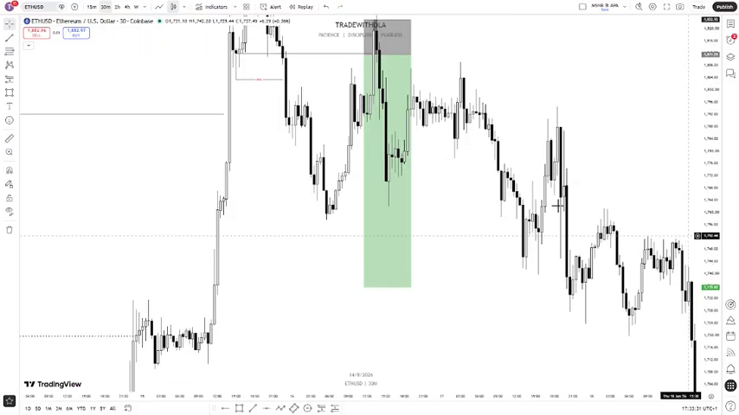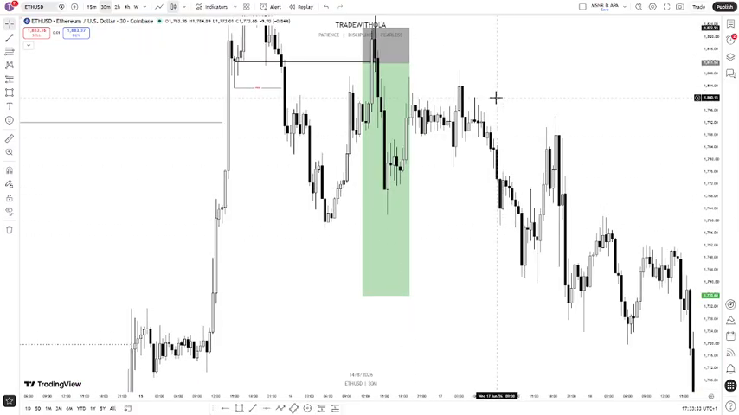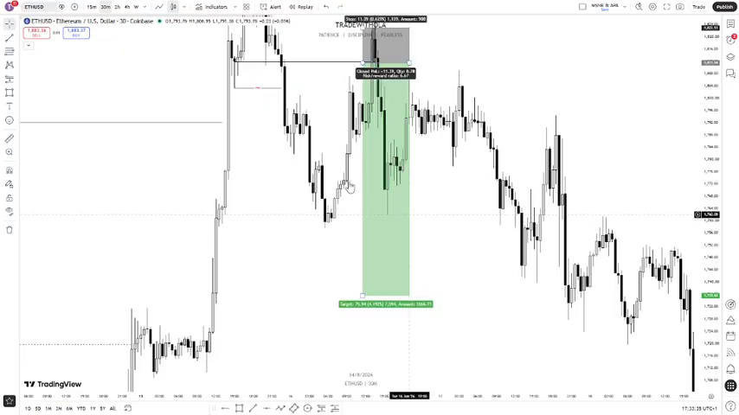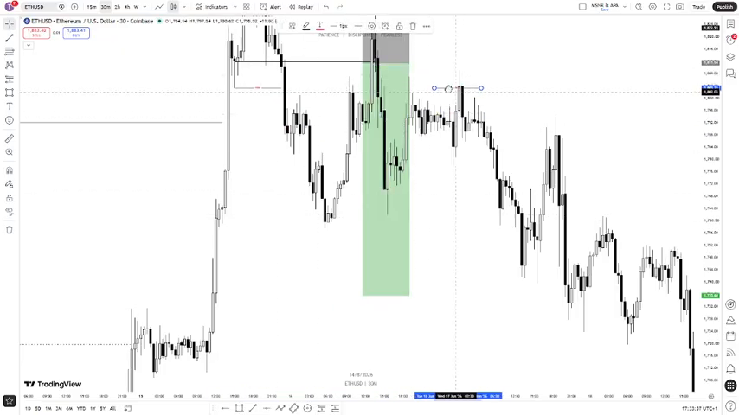Then what do I look for again? I wait again to see a sweep of liquidity, a break of structure. Oh, look at this again, guys. Sweep of liquidity, a break of structure. After this break of structure, you can see that there was an inducement here.